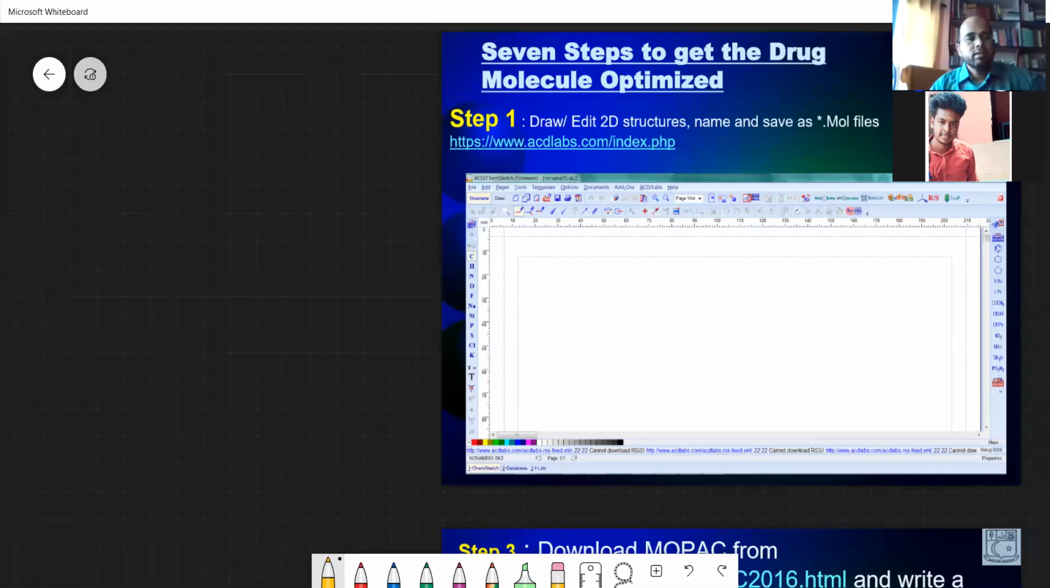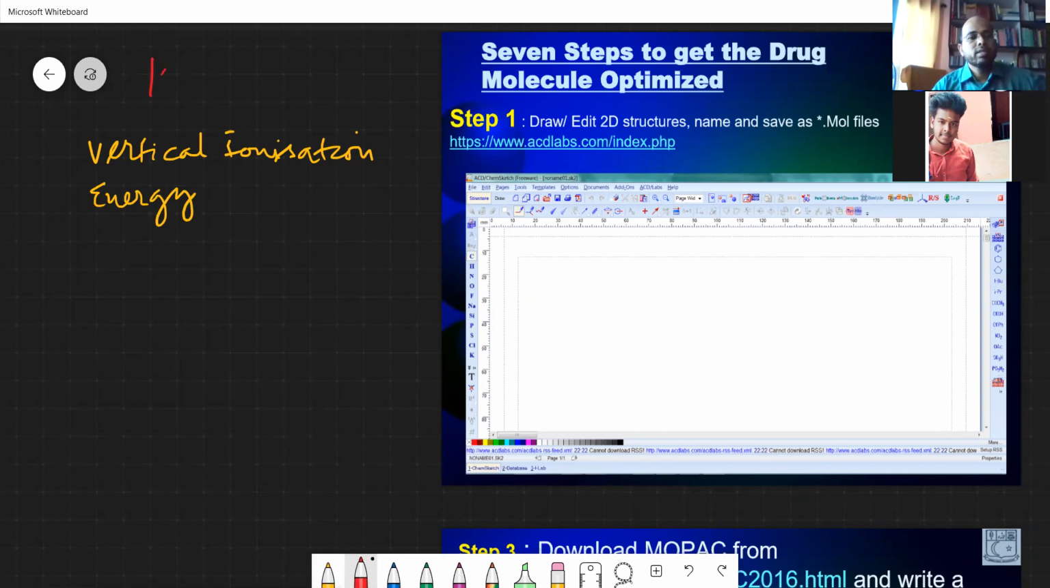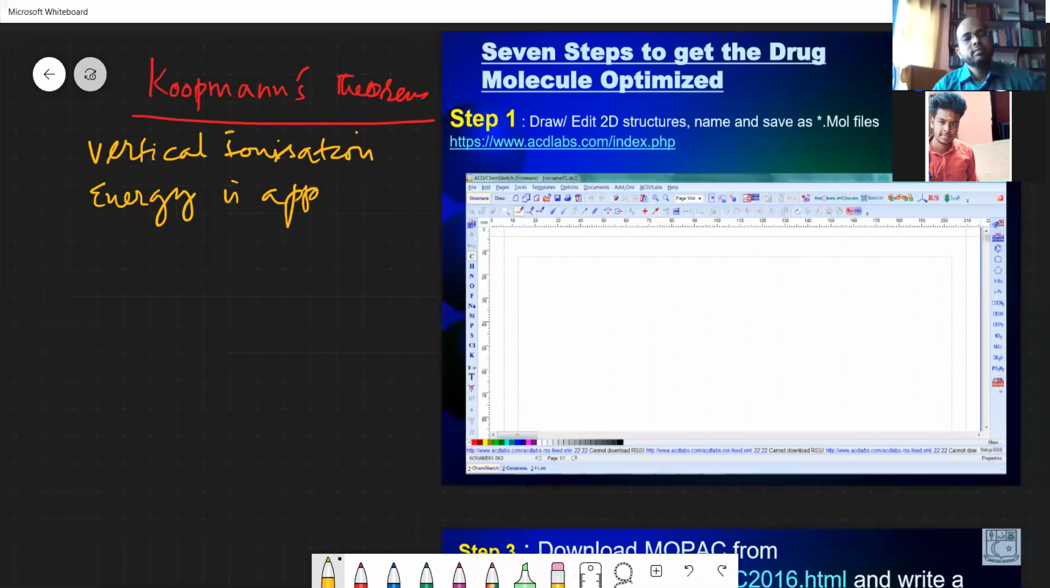So it says that vertical ionization energy, and that is Koopman's theorem. Vertical ionization energy is approximated with minus of orbital energy.